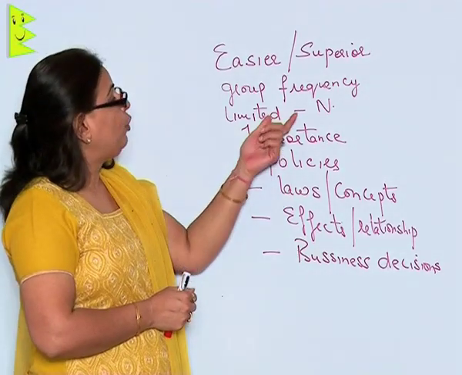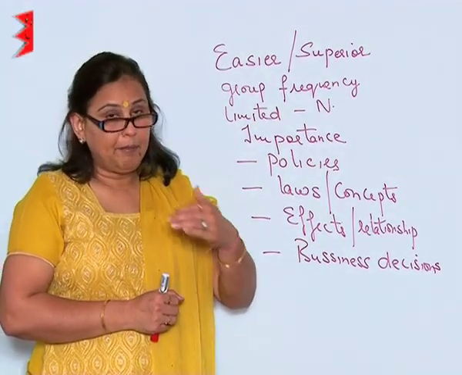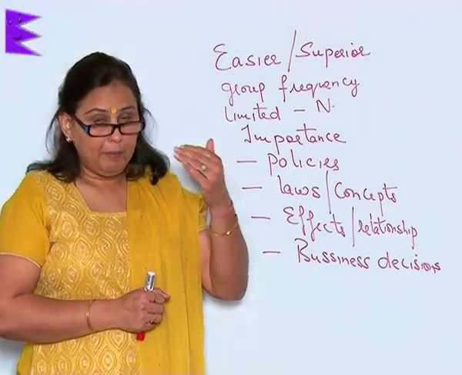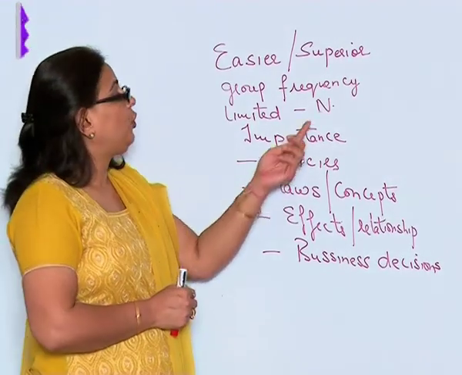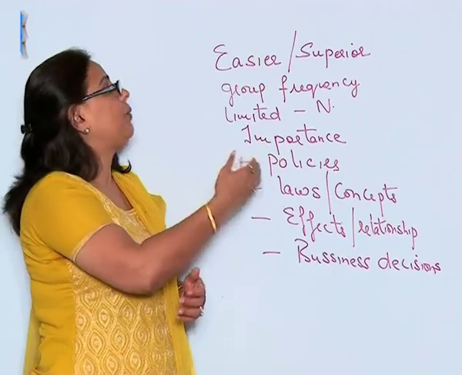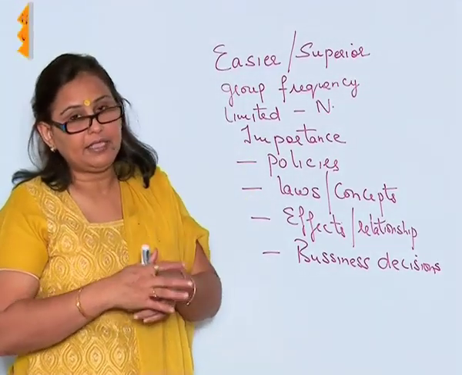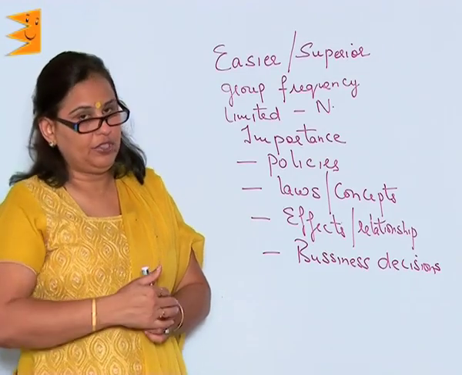Besides, it can be used only in a limited frequency, that is, the number of distribution or the number of observations should not exceed more than 20. If it exceeds 20, then we cannot use the Spearman's rank correlation coefficient.